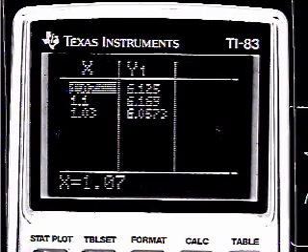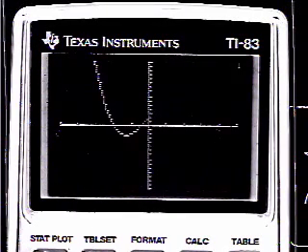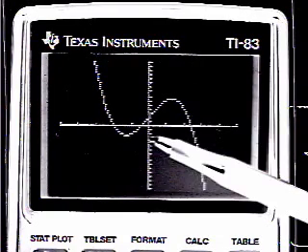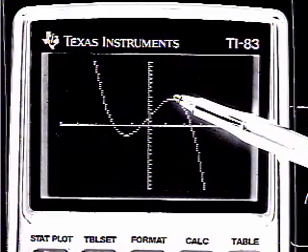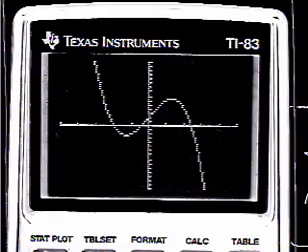So if I go to my graph, I went to the table, sorry. If I go to my graph, I see this picture here. Now we can clearly see that there is a relative minimum here. There's a relative maximum there. There are also 3 zeros, 3 places where it crosses the x-axis. We know that zeros are x-intercepts. And we would like to find those places.